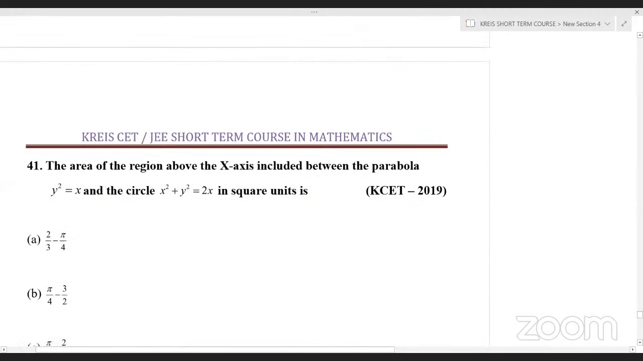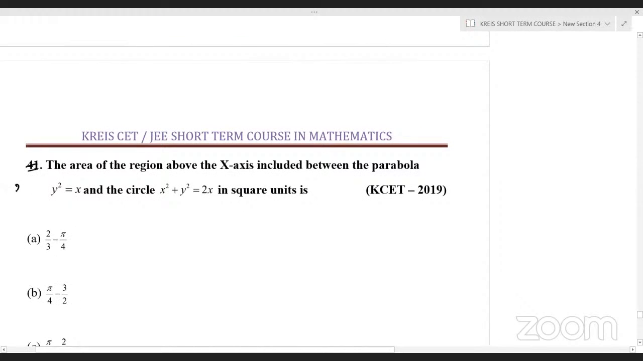Question number 38. So this question is given in 2019 Karnataka CET question paper. The area of the region above the x-axis included between the parabola y squared is equal to x and the circle x square plus y squared minus 2x is equal to 0. From this you can write y squared is equal to 2x minus x square, that is useful for your integration. y is equal to root of 2x minus x squared you get.